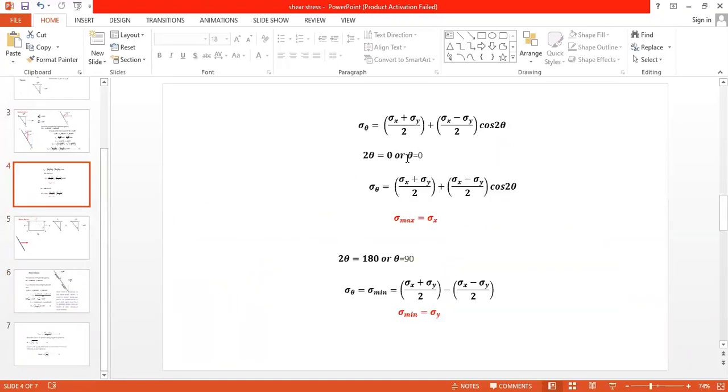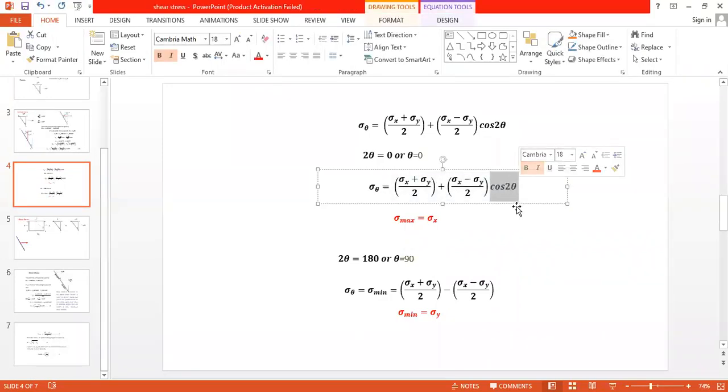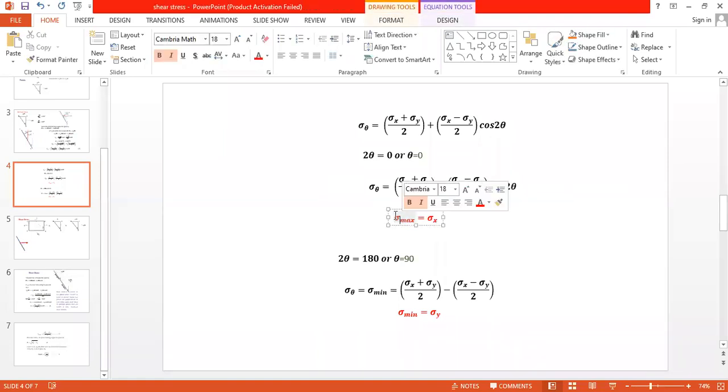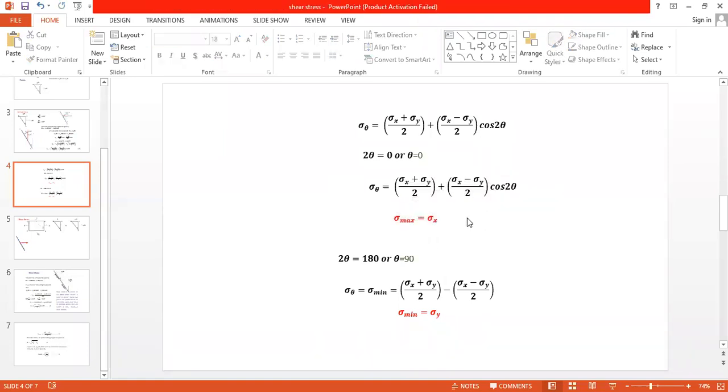When 2 theta is equal to 0, or theta is equal to 0, then sigma theta is equal to (sigma x plus sigma y) by 2 plus (sigma x minus sigma y) by 2, and cos 2 theta in this case is 1. Now sigma y by 2 and sigma y by 2, this is a plus and this is a minus, they will cancel with each other. Therefore you will get sigma x by 2 and sigma x by 2, that is equal to sigma x, and this is the maximum stress on the plane AB or on the body when the body is subjected to two mutually perpendicular normal stresses.